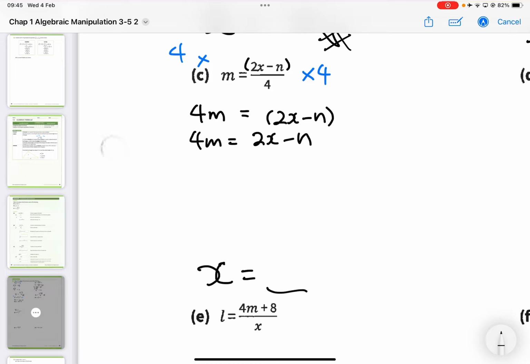No, not divide. I want minus n to disappear. Not times n. Minus 2, how can I make minus 2 become 0? Minus 2 plus 2. So I want minus n to disappear, I need to plus n. So minus n will go to the other side, become plus n. Plus n. Yes. Hey, good idea.